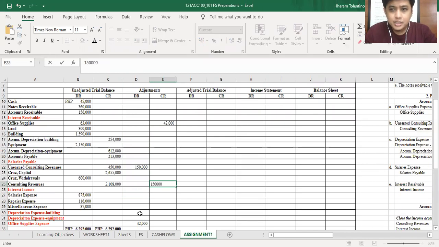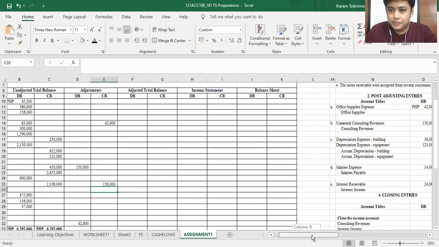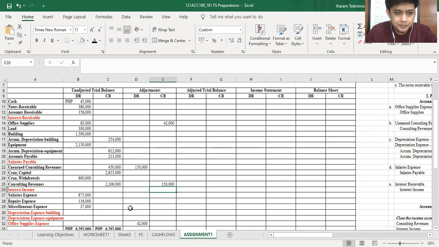Okay, for the depreciation expense, we have debit to depreciation expense of building, 38,000. Credit to accumulated depreciation building, 38,000. Then another, we have debit to depreciation expense of 123,000 for the equipment. Credit to accumulated depreciation for the equipment, 123,000.